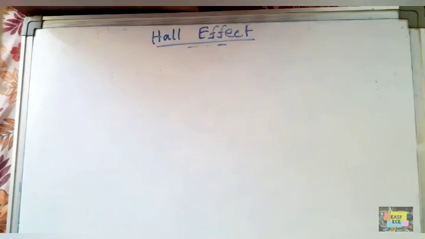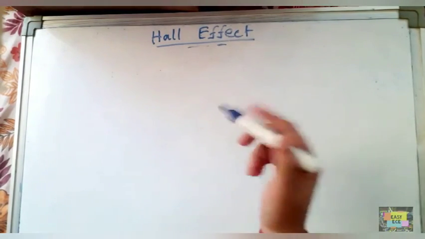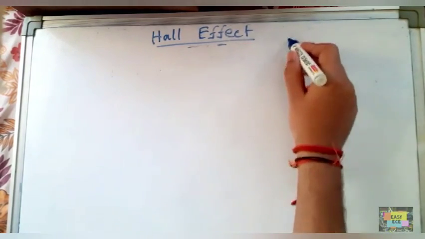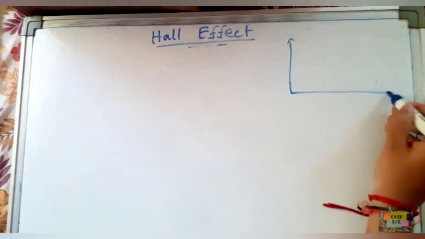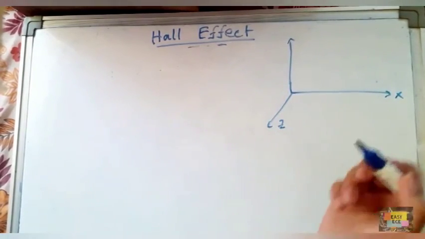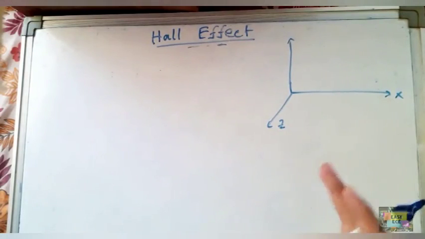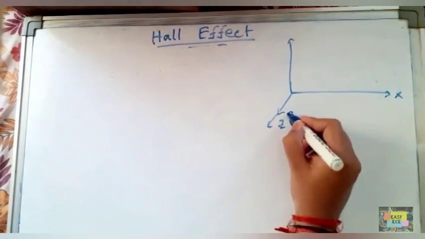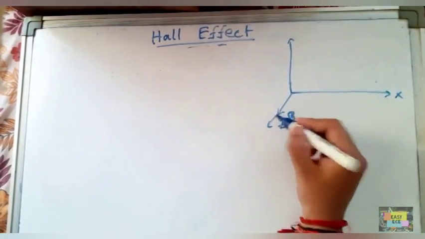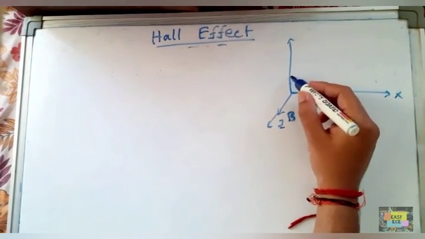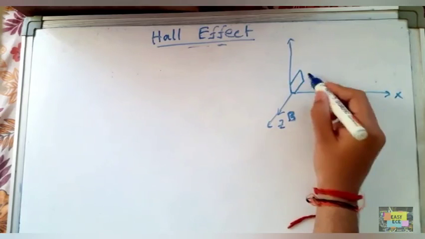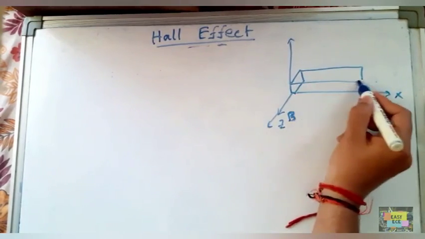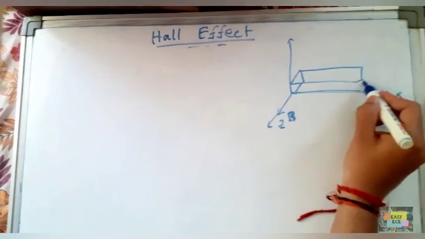Now, how do you find that? Let's discuss. If a metal or semiconductor carrying a current I is placed in a transverse magnetic field, with the x-axis, y-axis and z-axis as shown, and the specimen is placed in the field along the z-axis, then the semiconductor is placed here like that. So this is the semiconductor bar, you can write here.